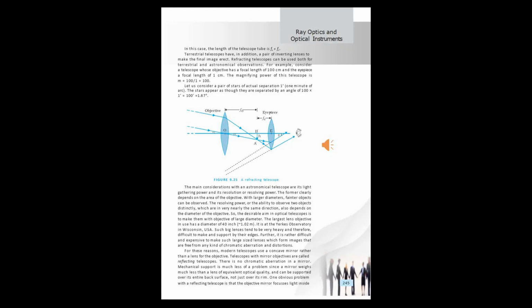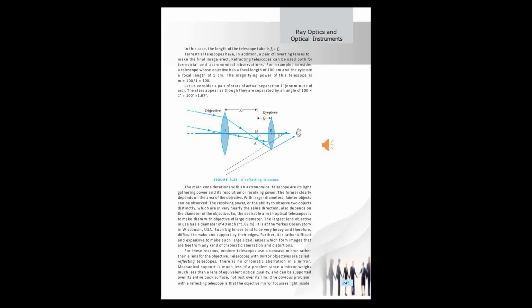The resolving power, or the ability to observe two objects distinctly, which are in very nearly the same direction, also depends on the diameter of the objective. So, the desirable aim in optical telescopes is to make them with objectives of large diameter. The largest lens objective in use has a diameter of 40 inch, approximately 1.02 meters. It is at the Yerkes Observatory in Wisconsin, USA.